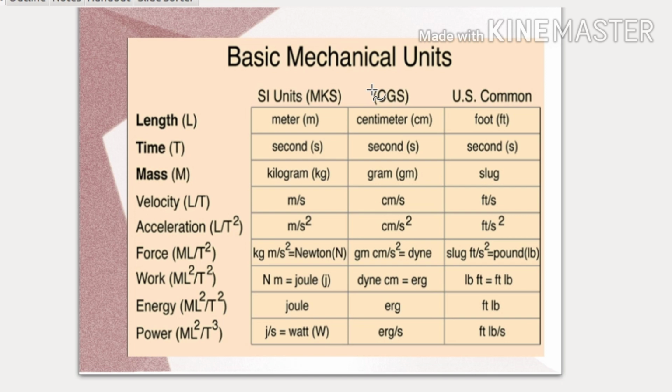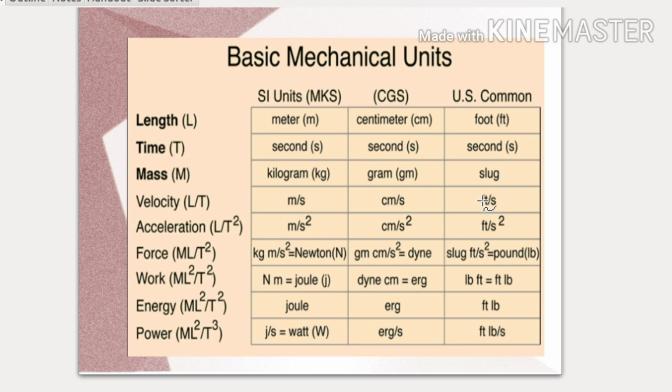The system is called CGPM. It stands for General Conference on Weights and Measures. So this system gives the SI unit, but CGS unit is also important, and US common is one of them. I'm telling you this because everything is changing: meter, centimeter, foot, but the dimensional formula L remains the same, and the same for time, same for mass, velocity L upon T, but it is meter per second, centimeter per second and foot per second. So these units are changing, but their dimensional formula remains the same.